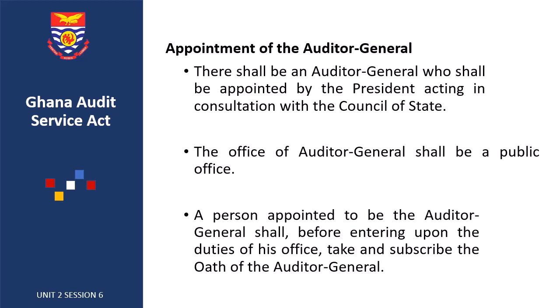Now, the auditor shall retire after attaining the age of 60 years, but may be engaged for a limited period of not more than 2 years at a time, but not exceeding 5 years in all, and upon such other terms and conditions as the President, acting in consultation with the Council of State, shall determine. So at the age of 60, all public servants must retire. If he has to be re-engaged, it is for 2 years, and then if there is a need, the maximum you can have shouldn't exceed 5 years, and the President has to do that in consultation with the Council of State.